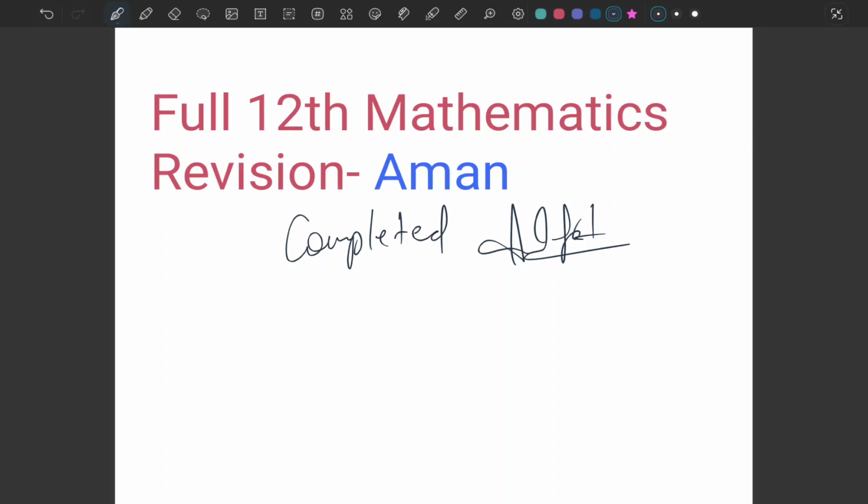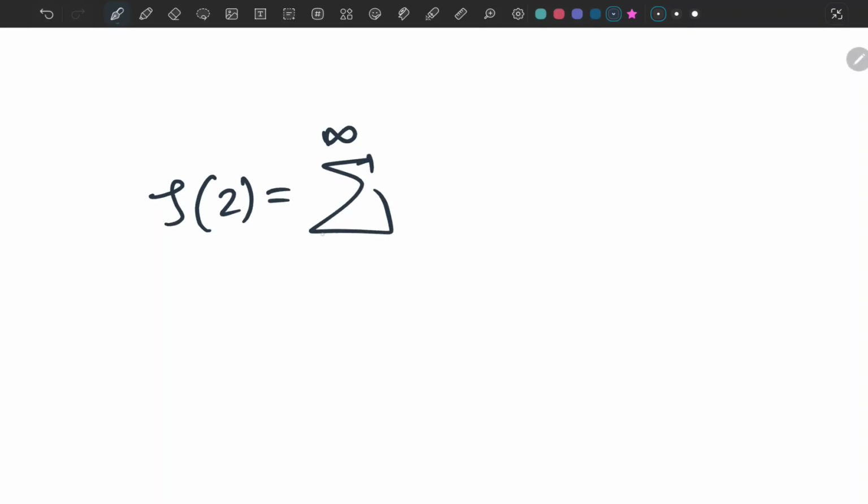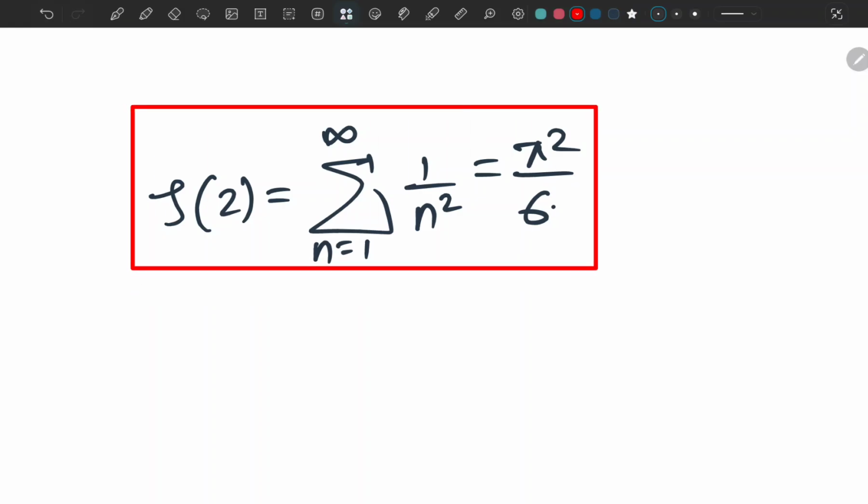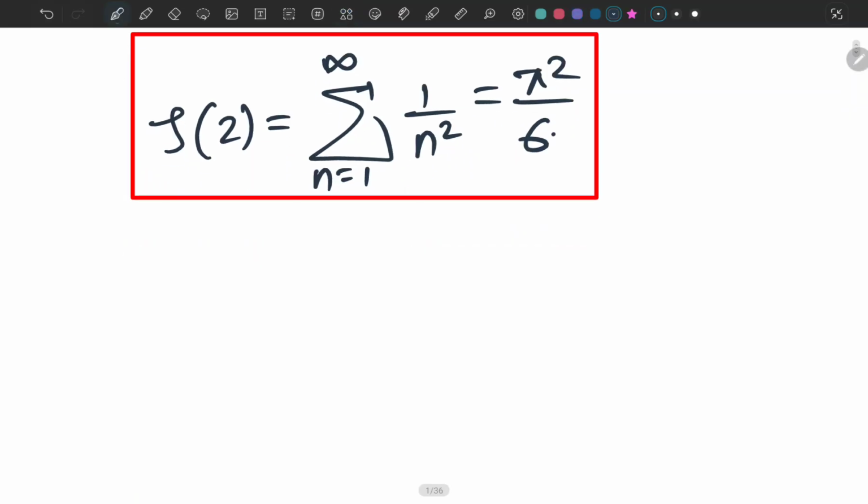Let me tell you, I'm going to upload the evaluation of zeta of 2, the Riemann zeta of 2. I'm just going to prove it: the sum of 1 over n squared is pi squared over 6. This is the very famous Basel problem. I'm going to prove it using Fourier series. I hope you know what Fourier series is.